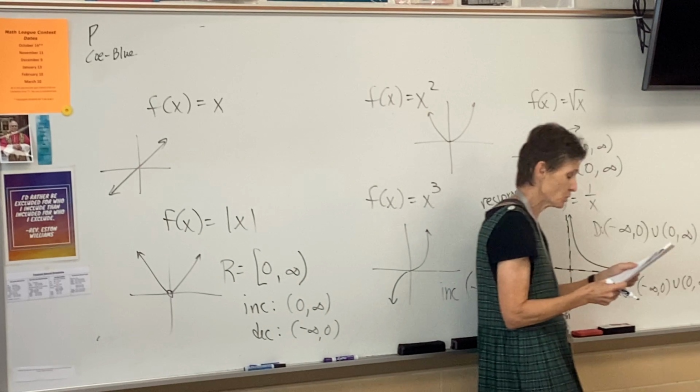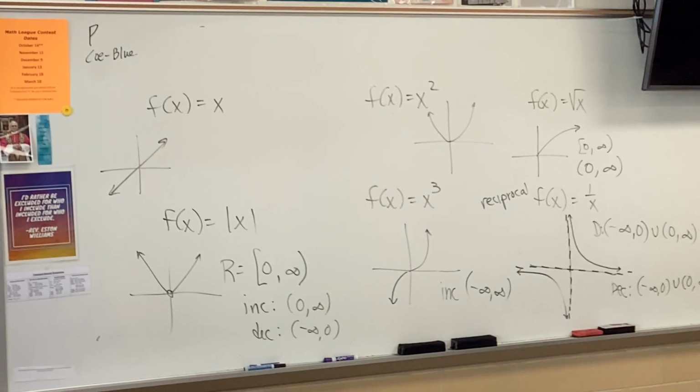Identify the parent function. Okay, so A is a version of reciprocal. B is a version of, watch it, cubic. Right? Look at it. Tricky. Now look at the whole thing, right? That would be your cubing function. And then C is a version of the absolute value.